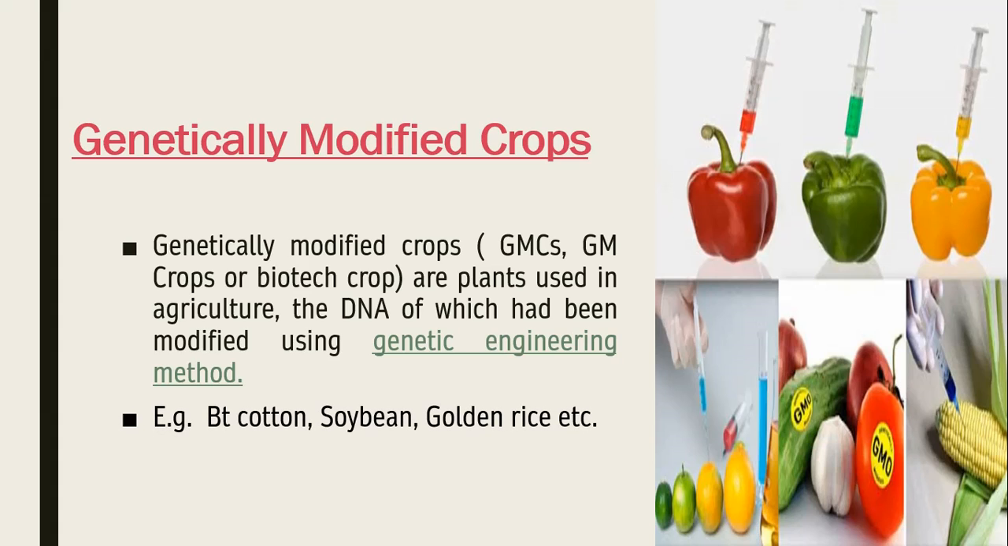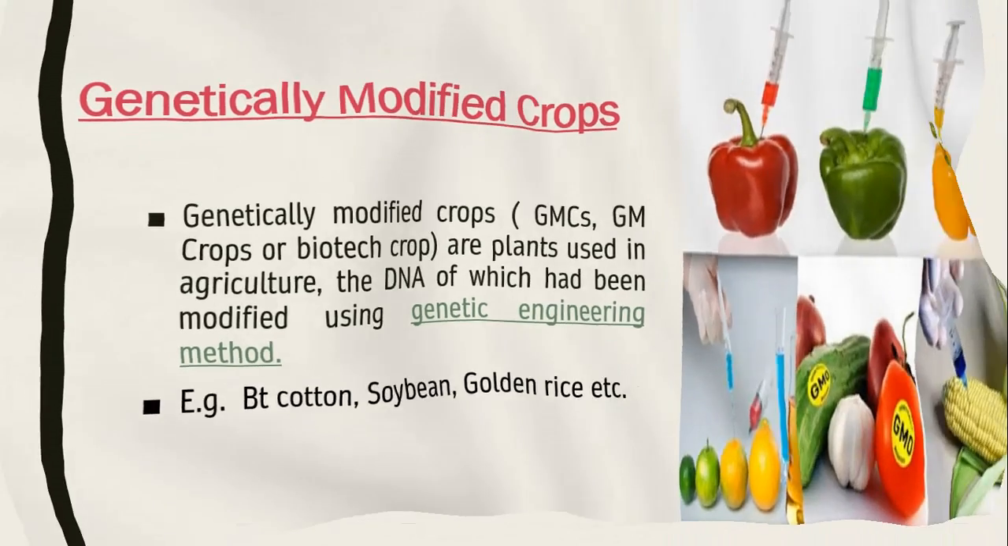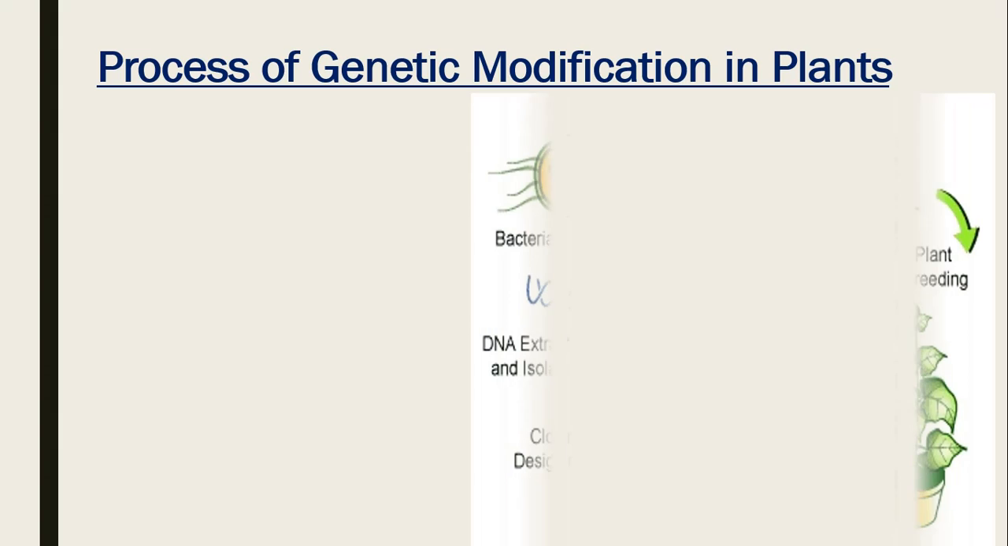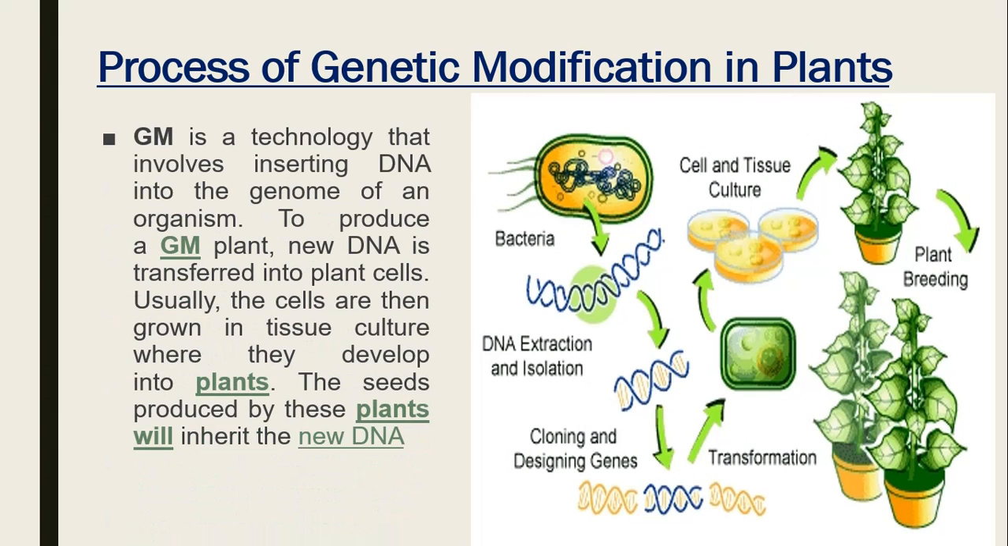Some examples of genetically modified crops are Bt cotton, soya bean, golden rice, and many more. What is the process of genetic modification in plants? In genetic modification of plants, it involves a technology of inserting DNA into the genome of an organism. Here, genome is the genetic character of an organism.